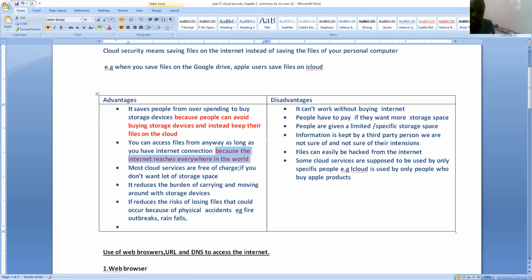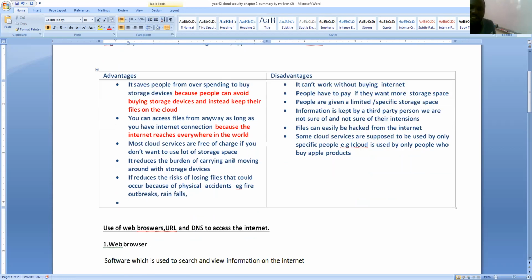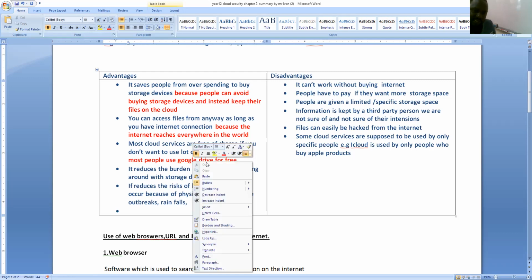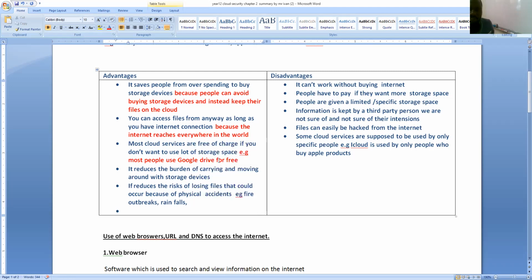Most cloud services are free of charge, if you don't want to use a lot of storage space. This is true. Most cloud services are free of charge. An example is that most people use Google Drive for free. They're not charged.